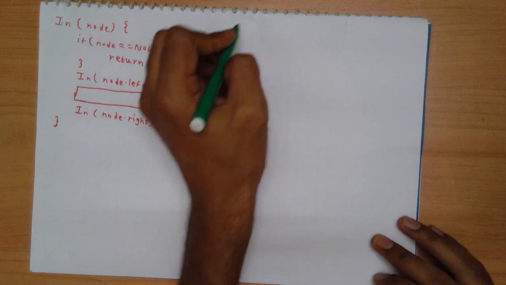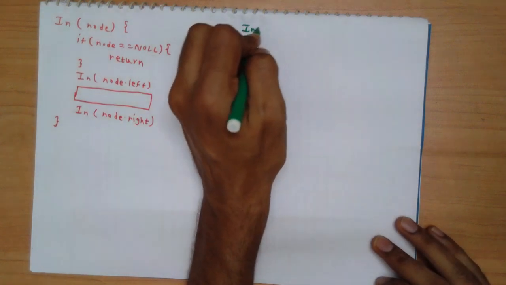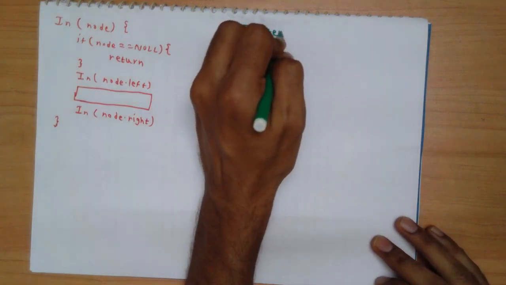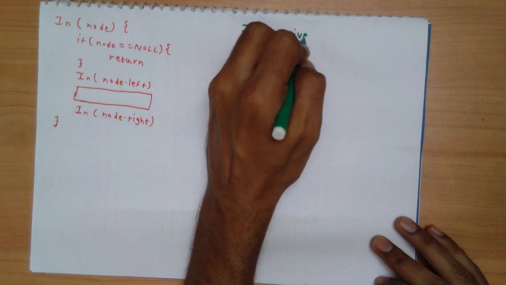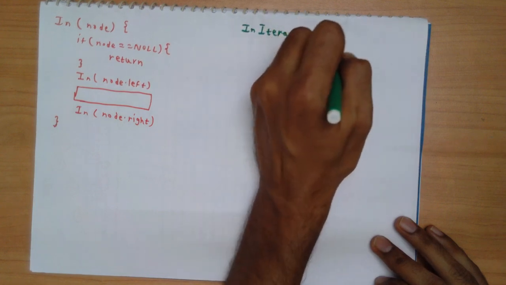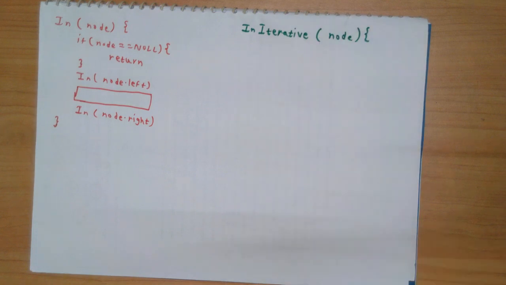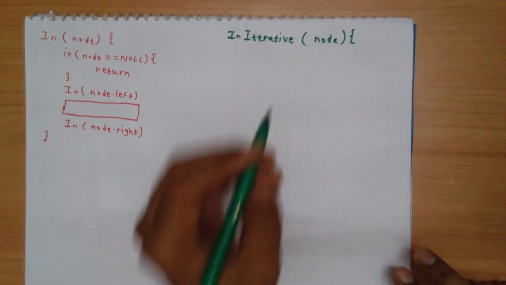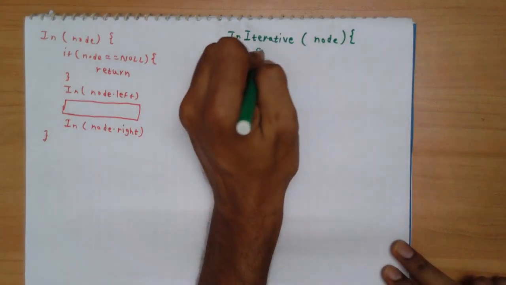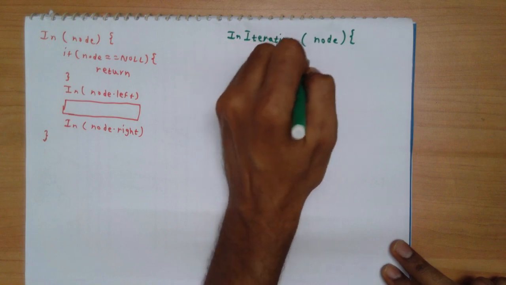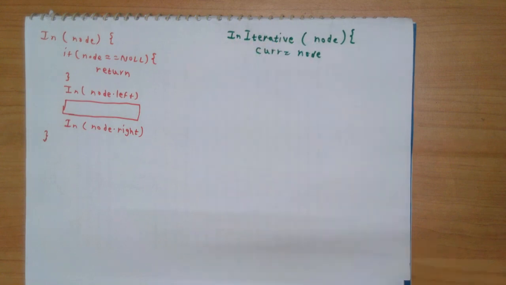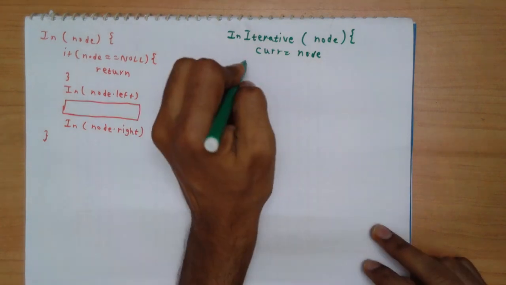So now I'm going to have in-order iterative, given a particular node. And what I'll do is I'll point to the current node that I'm exploring. So let's call it current, equal to the node that I am going through. And then I'll have to iterate through my tree.